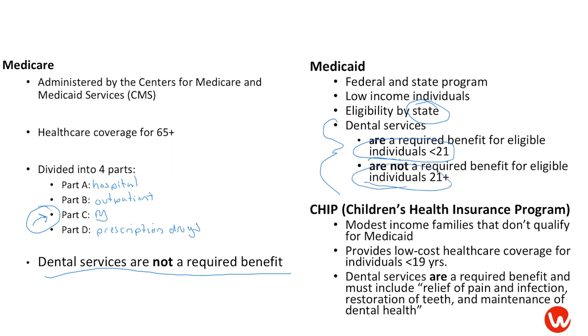Next up is going to be our CHIP programs, or the Children's Health Insurance Program. Basically, this provides low-cost healthcare coverage for individuals under the age of 19 from families with modest incomes that don't quite qualify for Medicaid. So remember, Medicare is my older patients, Medicaid is going to be my children and pregnant women, and then CHIP is anyone that is still younger that doesn't quite make the financial qualifications of Medicaid. Keep in mind here that dental services are a required benefit and must include relief of pain and infection, restoration of teeth, and maintenance of dental health.